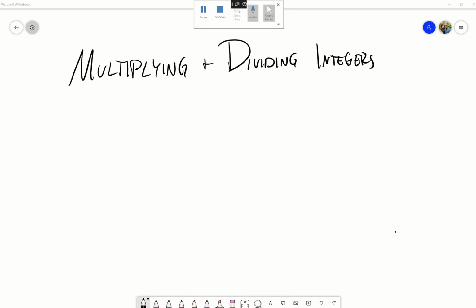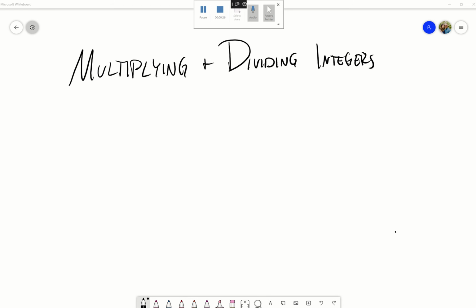Today we are talking about multiplying and dividing integers. Now this is one of my favorite ones because it's very easy. The rules stay exactly the same all the time. Our rules don't change, our multiplication doesn't change, our division doesn't change, nothing changes. All we need to know is our specific rules.